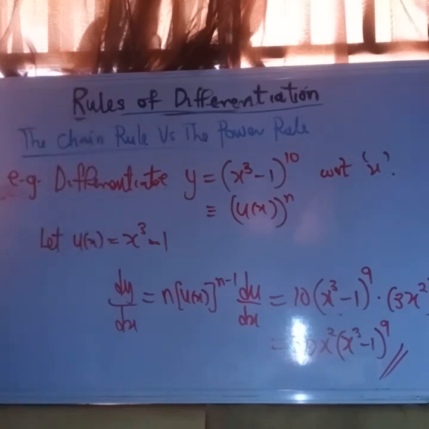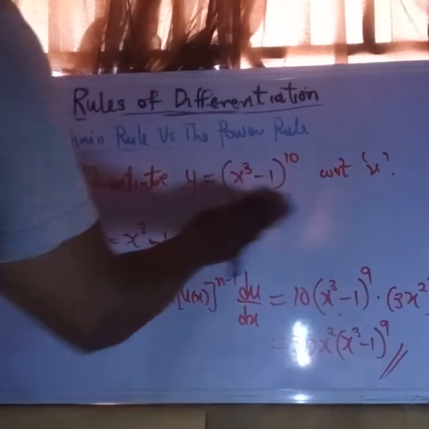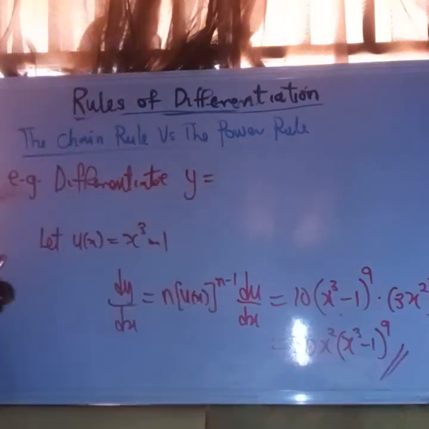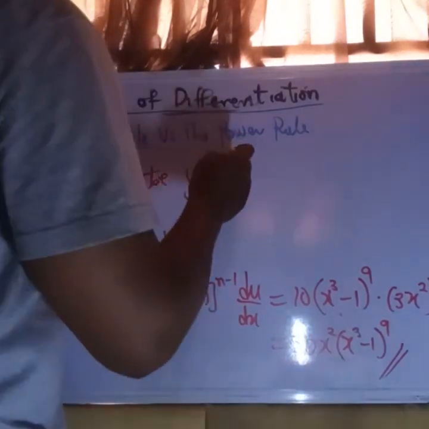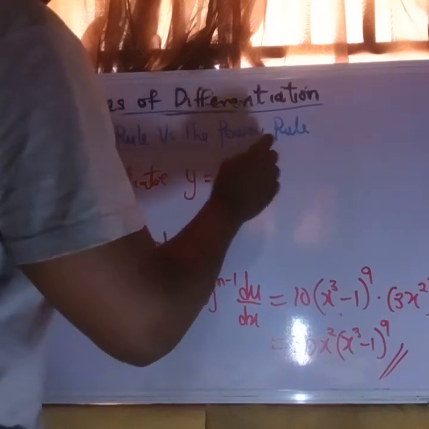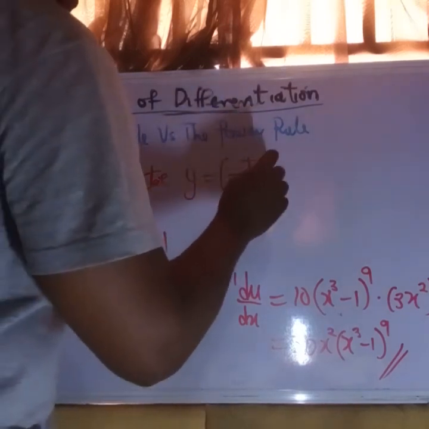So let's also have one more example of this before we round this up. If you have to differentiate the function, this time let's use a different variable, t over 1 plus t.